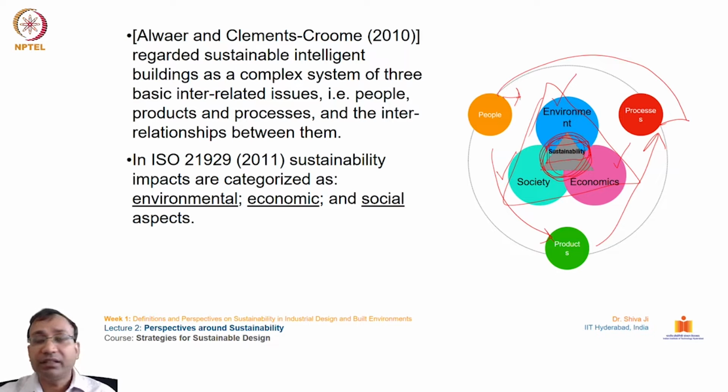This ESE is derived even by ISO as an organization. They produce a certain set of regulations for the manufacturing sector, for the construction sector, for normal practices in manufacturing and everything. They also categorize these sustainable impacts into three: environmental, economic, and social.